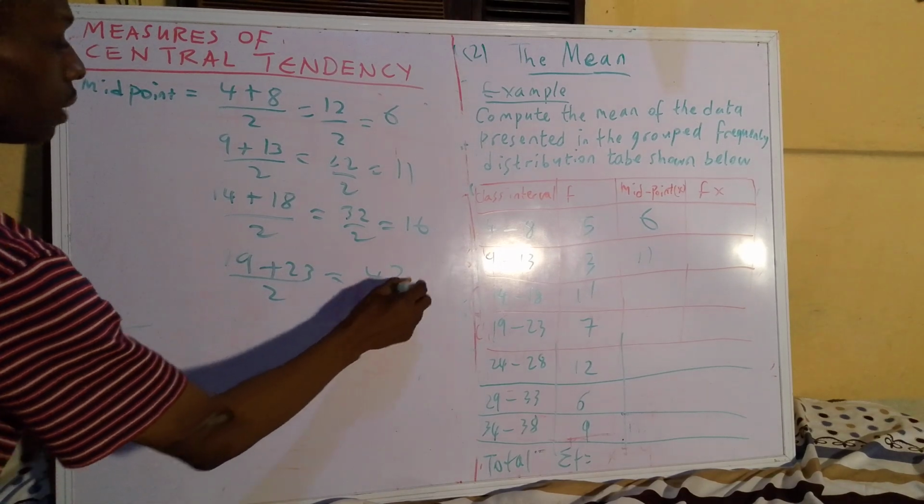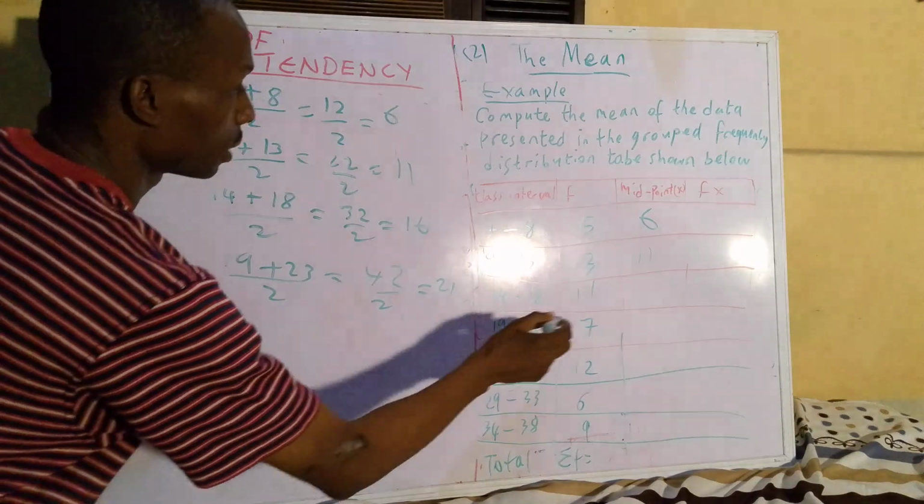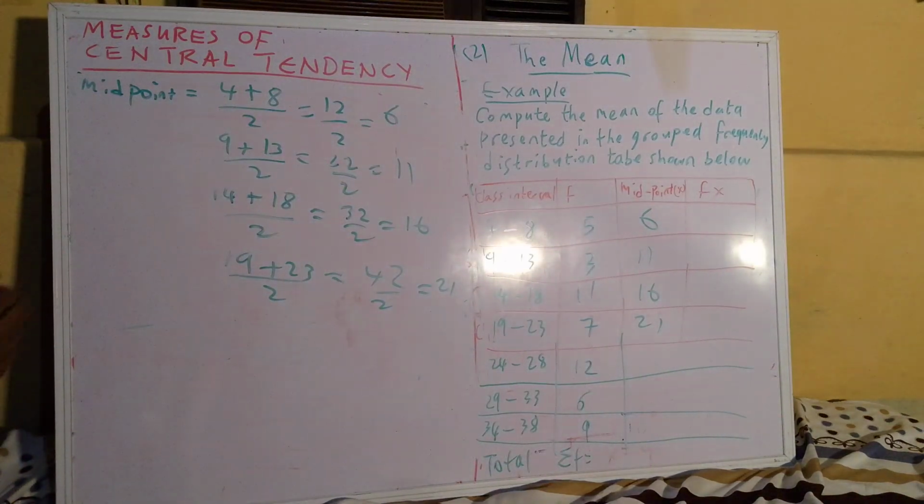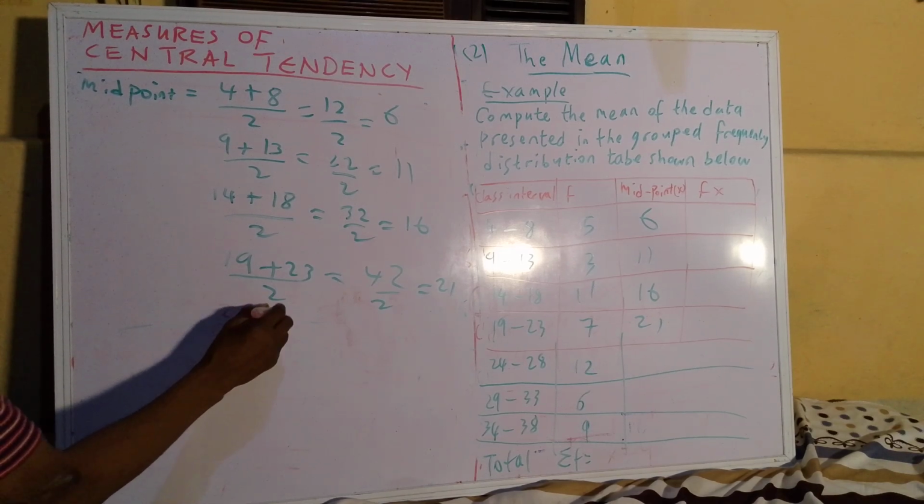42 divided by 2, and that's 21. Hope I'm correct. So you put 21 there. If I put it 16. Woohoo! Next one is what? Next one is 24 plus 28.